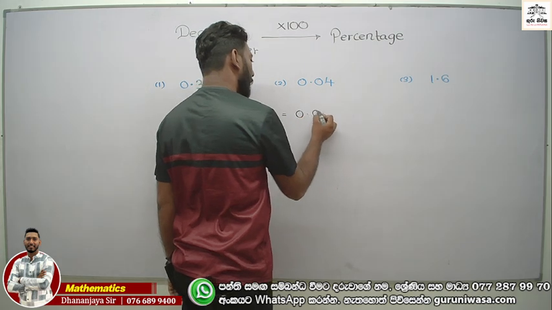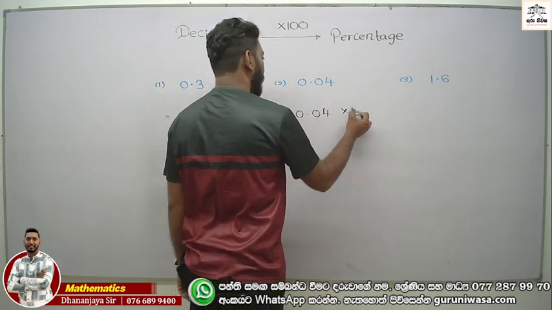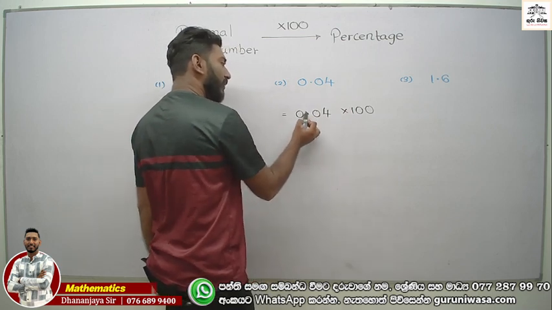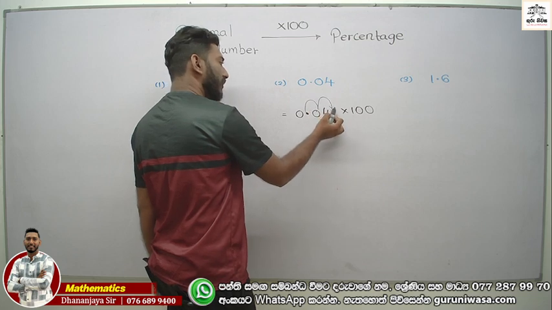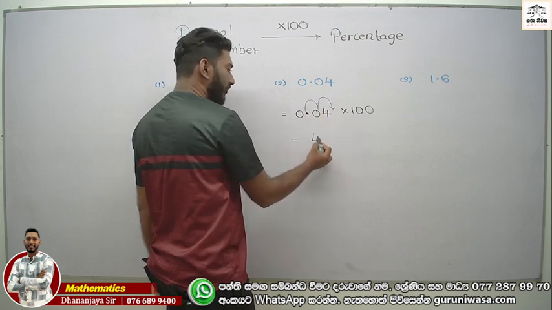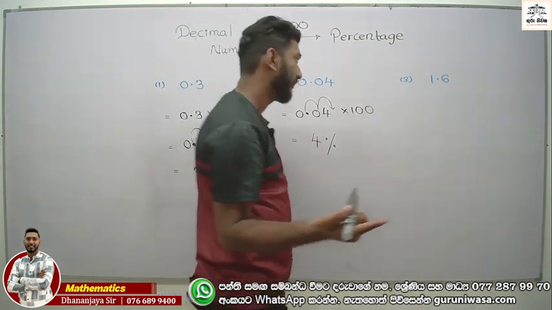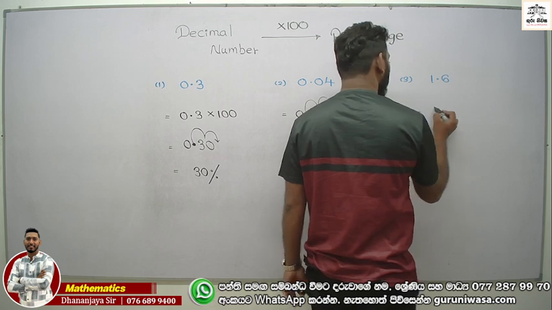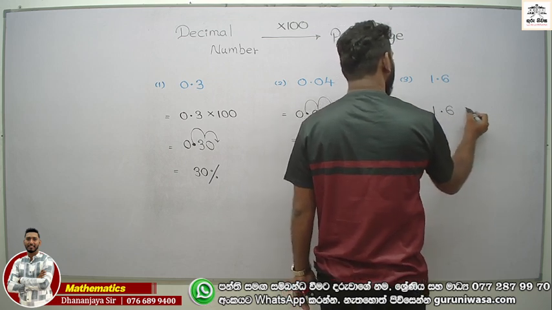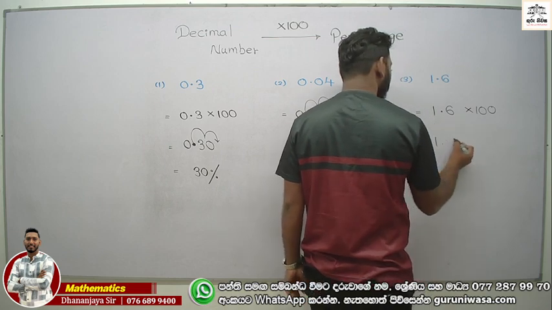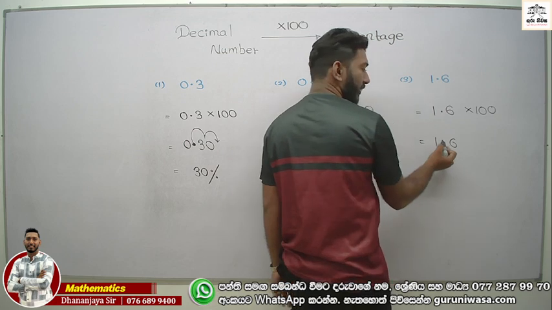0.04 multiplied by 100. That's so easy because the decimal point moves 1, 2. Now the answer is just 4%. Now look at the third one, 1.6 multiplied by 100. Now you know 1.6. This is the decimal point.